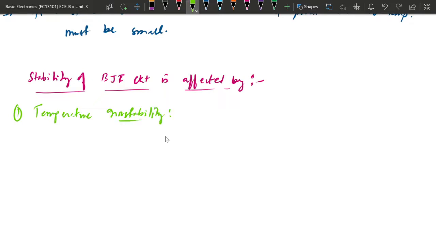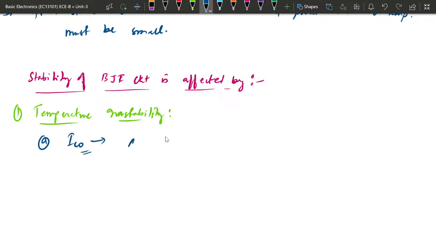If temperature instability is there, then there will be variation in different parameters of the transistor that will affect the Q point, so the performance of the circuit will be reduced. Okay, so we will see that. If we talk about temperature instability, suppose the first one is ICO. So ICO we already know.